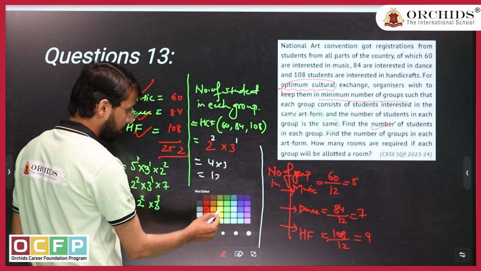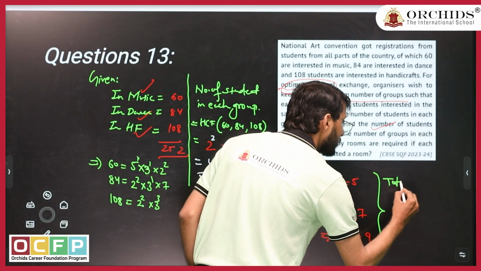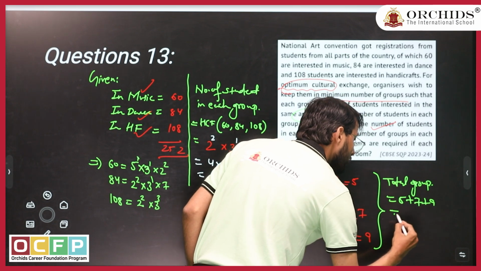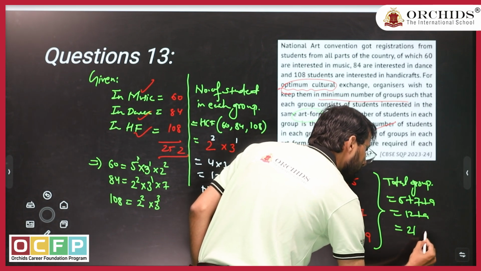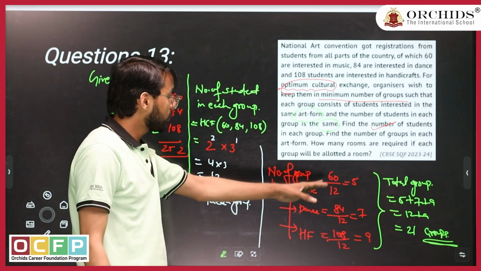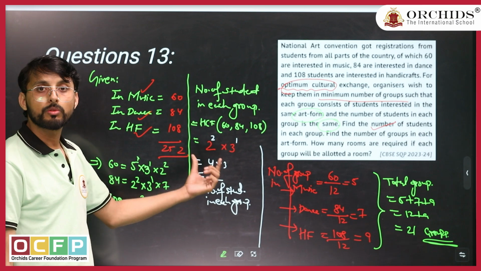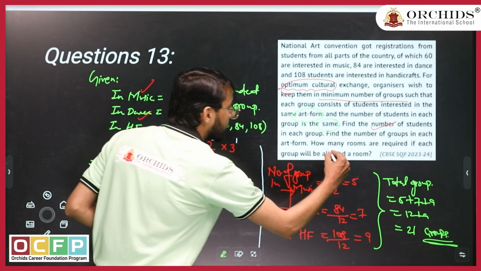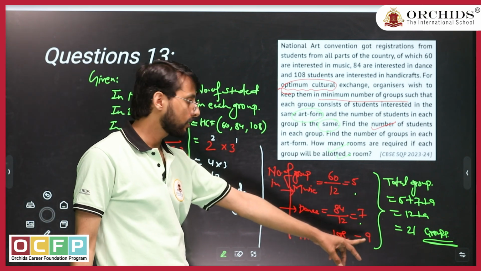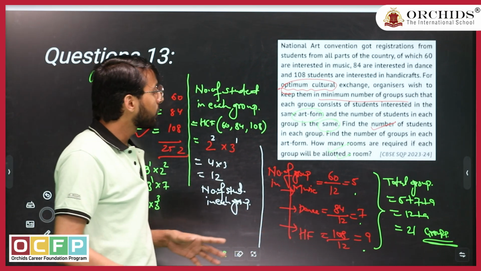So the total number of groups we are creating is the sum of all three. So the total groups is nothing but 5 plus 7 plus 9, that is 12 plus 9. 12 plus 9 is 21 groups. So in total we are dividing into 21 groups, 5 plus 7 plus 9, in which 12 students are there. Total number of students is 252. And we are done. So how many rooms are we allotting for them? We are allotting 5 rooms for music, 7 rooms for dance and 9 rooms for handicraft. That's all done. So here I am stopping my session.